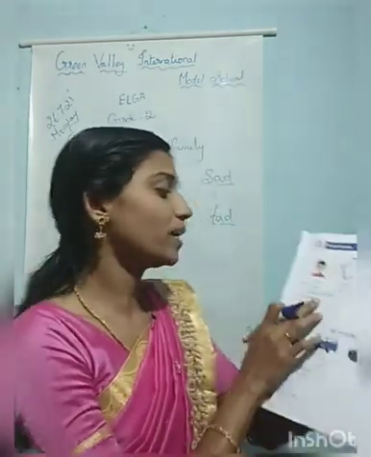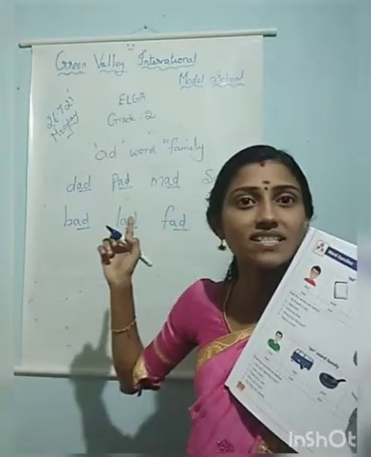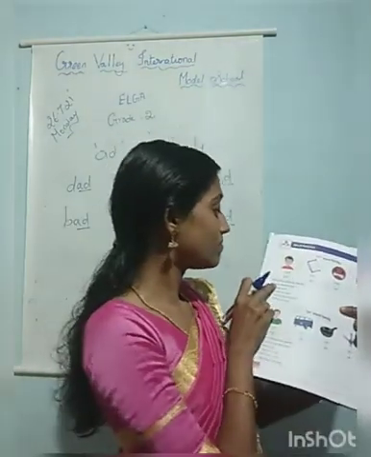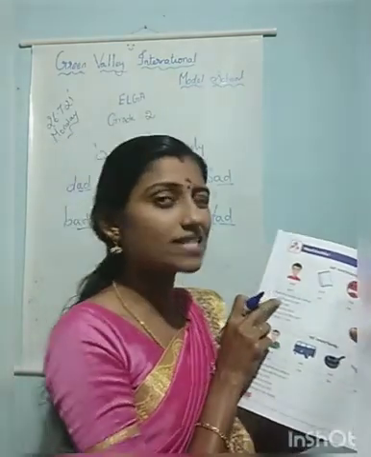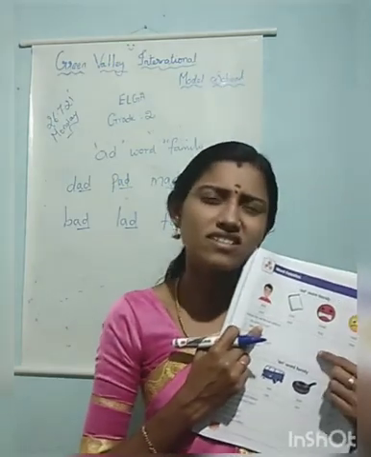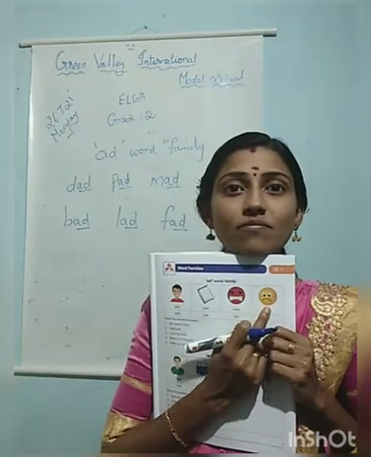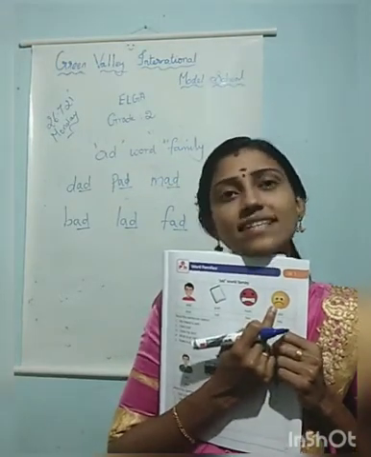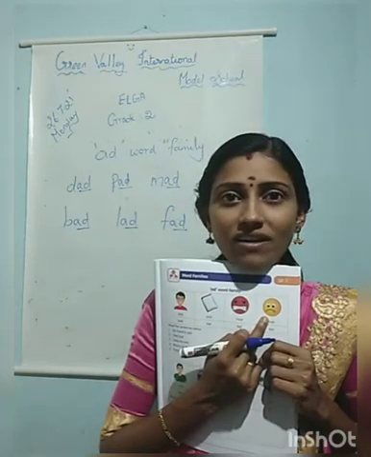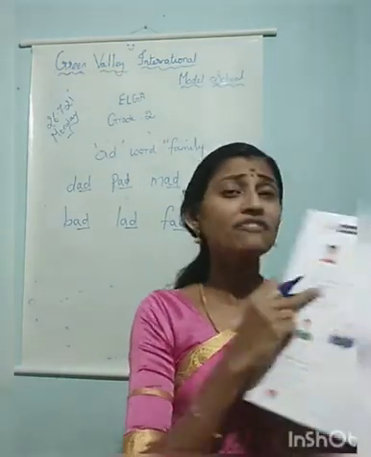Read the sentences below. Some sentences are given here based on this AD word family. First sentence is, my friend is sad. What do you mean by sad? Look at this picture, this emoji. It is looking very sad, right? Is it sad or happy? Children, is it sad or happy? Sad, right?